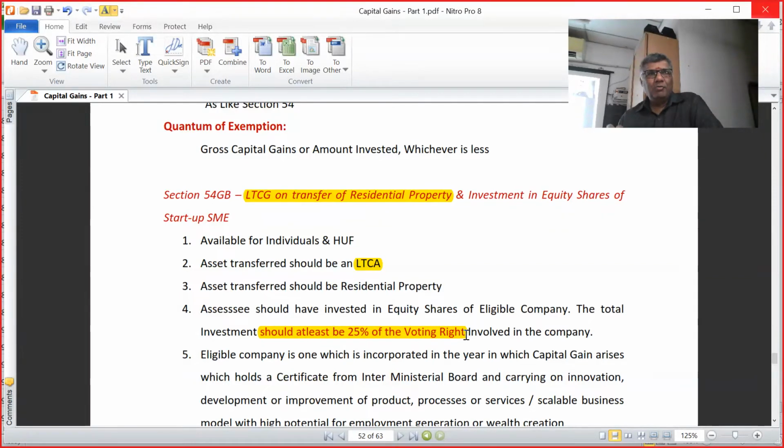What you will do is sell your house property, have a capital gain, start a company in name only, invest 25%, let the company buy a car and give it to you, let the company buy an air conditioner and give it to you.